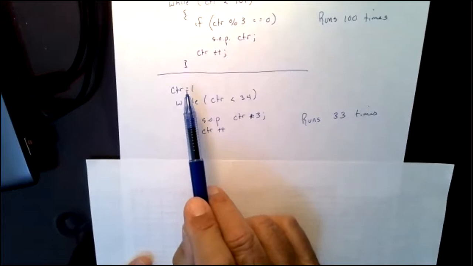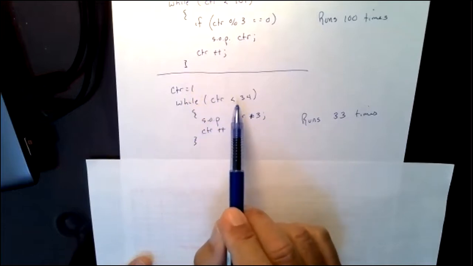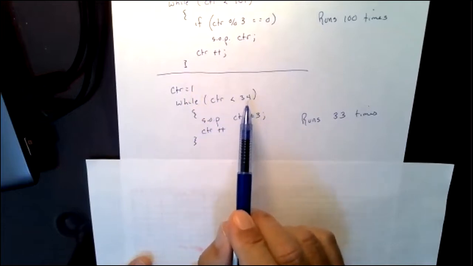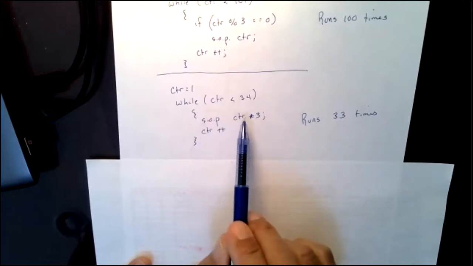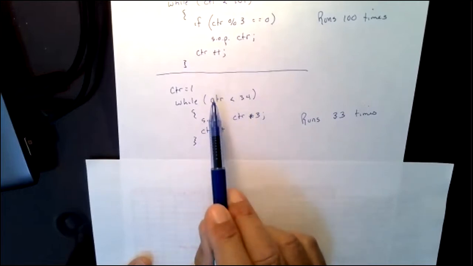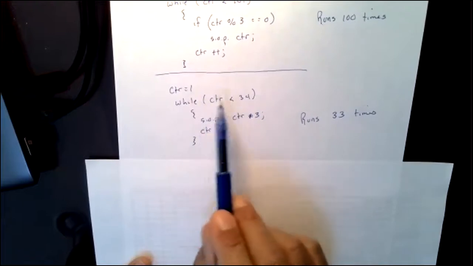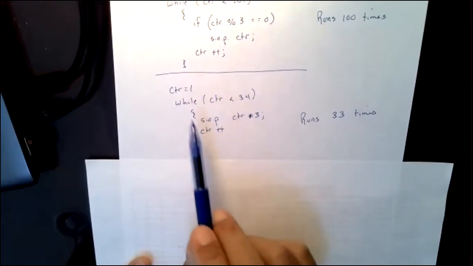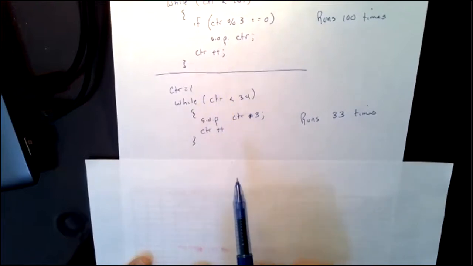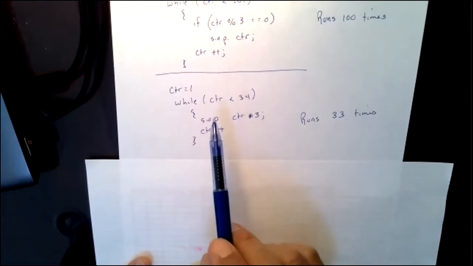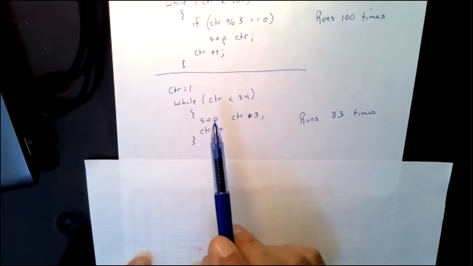I'm going to start counter at 1. I'm going to go counter less than 34, and I'm going to print out counter times 3. So when counter is 1, it prints out 3. Counter is 2, it prints out 6, 9, 12. And I get the same desired result.